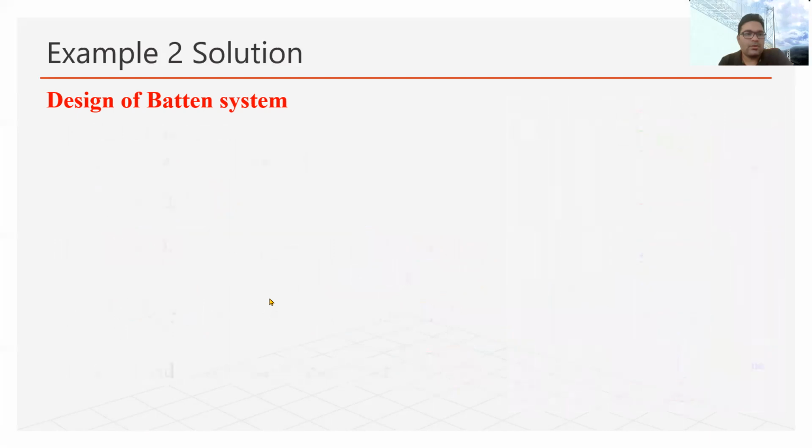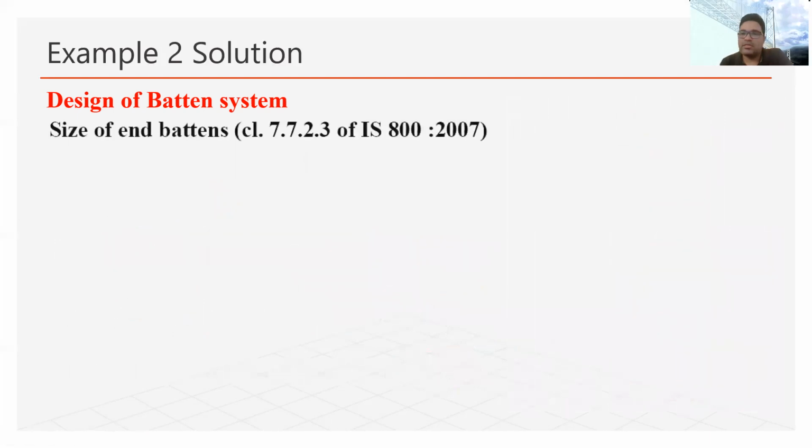Now the next parameter is the calculation of the size of the baton. In the size of the baton, we are supposed to find out the D value, the overall depth, the thickness of the baton, and also the length of the baton. All these will be calculated for end batons and for the intermediate batons as well.